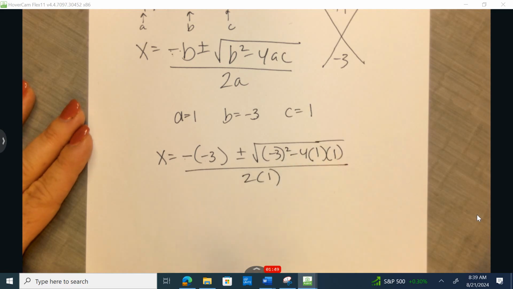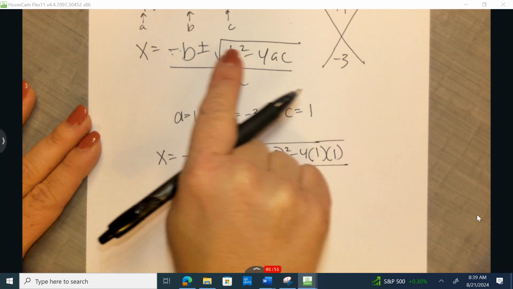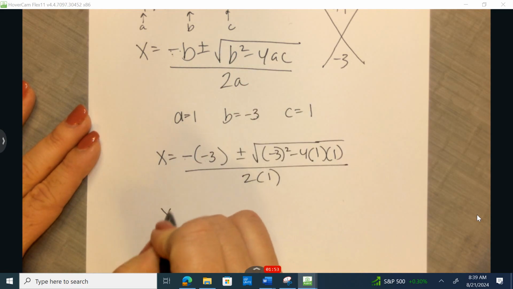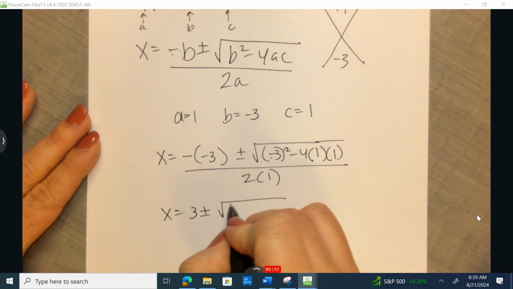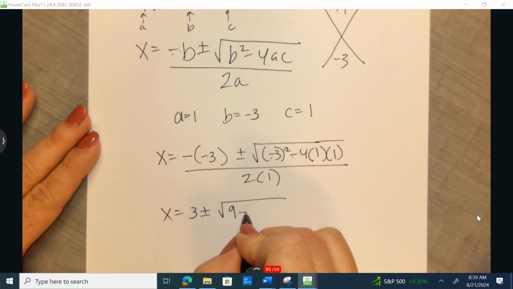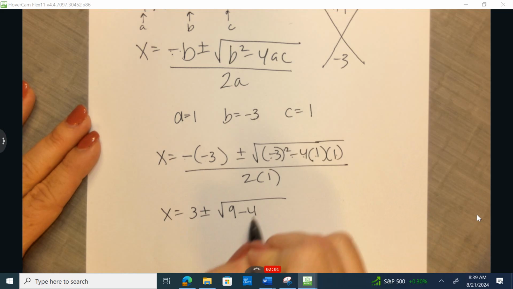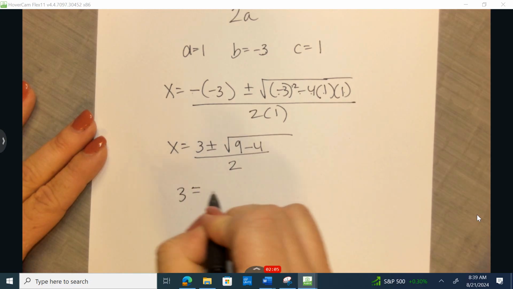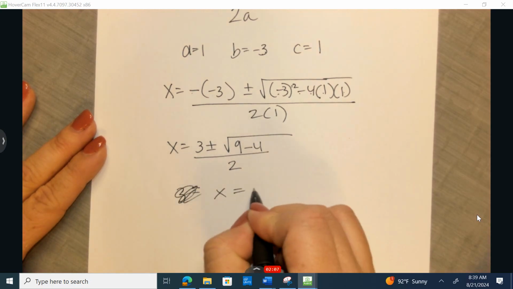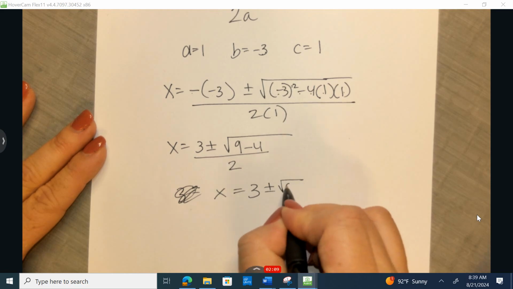I put parentheses and I dropped the following values into the correct places. Two negatives make a positive. -3 times -3 is 9. I'm going to bring down the subtraction sign. 4 times 1 is 4, all divided by 2. And I end up with x equals 3 plus or minus the square root of 5 over 2.